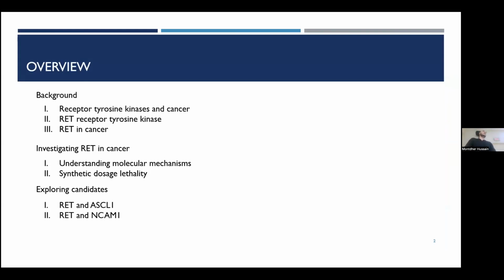I'll give you a little background on what cancer is and the role that receptor tyrosine kinases play in cancer, and the focus of the Mulligan lab, which is on one specific receptor tyrosine kinase called RET. I'll walk you through our efforts trying to understand the molecular mechanisms that regulate RET activity in cancers, and my work using synthetic dosage lethality to uncover some of these mechanisms.